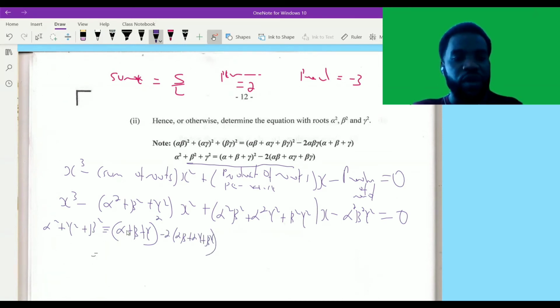Guess what, guys? We found all of these already. Alpha plus beta plus gamma was 5 over 2. So it's 5 over 2 squared minus 2 times the sum of the product pairwise, which in this case was 2. And of course, all of this is calculator work.